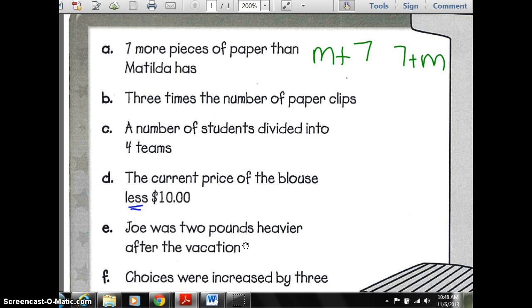Okay, here we go. 3 times the number of paper clips. Remember, we don't use the X. We don't use the multiply sign. Instead, we squeeze. Shovel.